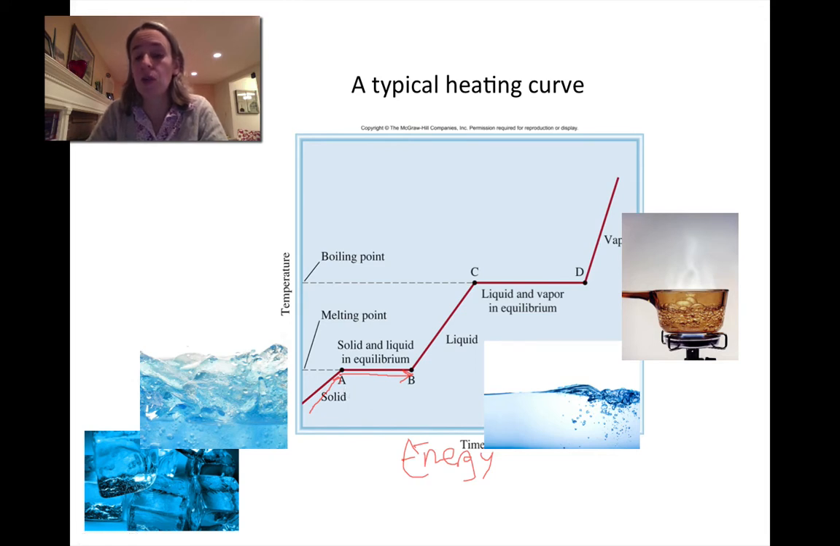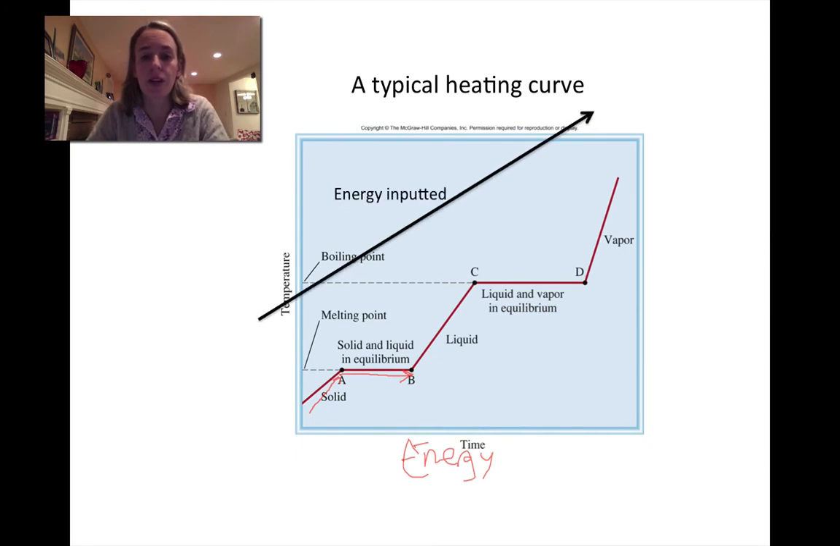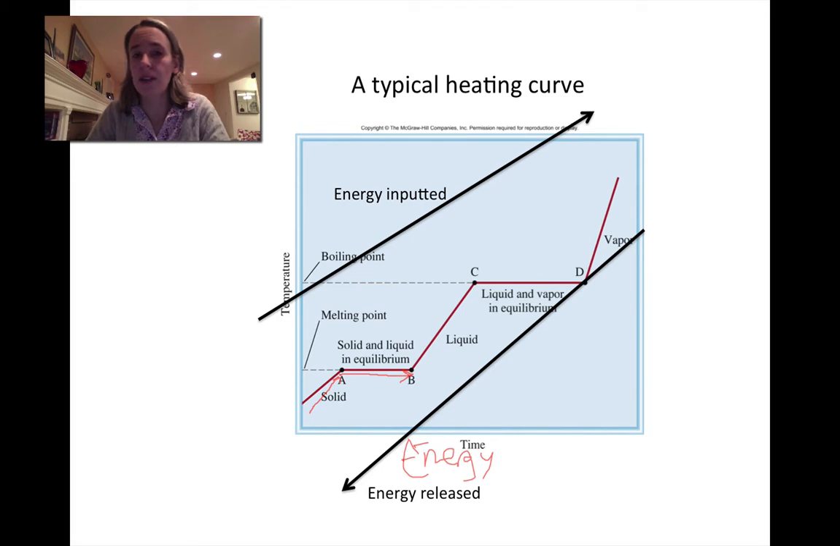When you approach the boiling point of water, you end up with water and vapor in equilibrium. And then once the water has been completely vaporized, you've got a vapor and the temperature can continue to rise if you're continually putting energy into it. So as you go up and to the right on this heating curve, the energy is inputted and temperature rises and you go through two phase changes. Energy is released if you go backwards on this curve. And so let's think about our signs on these values.